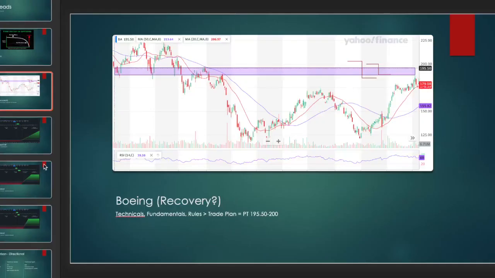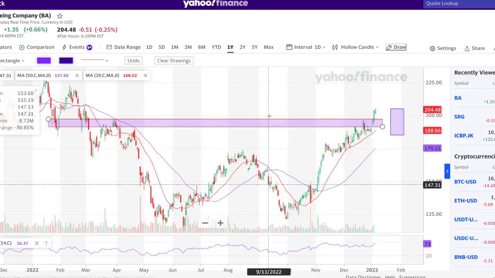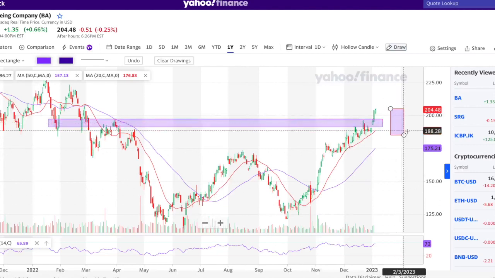Let's look at which one that is. That one is this one right here, from 185 to 205. That's a $20 spread. We can make up to $1,200 by risking $700. All right, so that's about 2 to 1. Now let's go ahead and look at the other one, which was 190. So this is higher up, 190 to 200. All right, that's that right there.